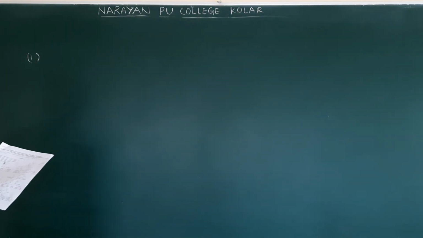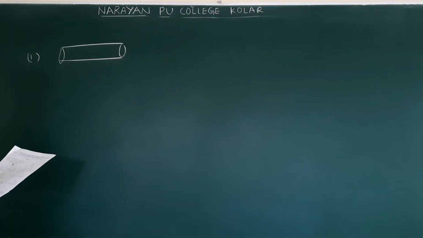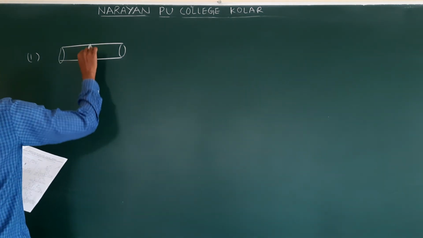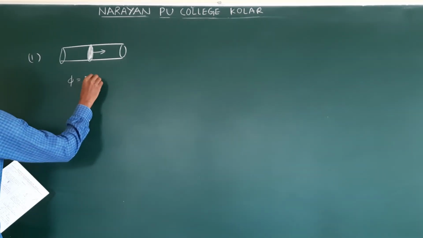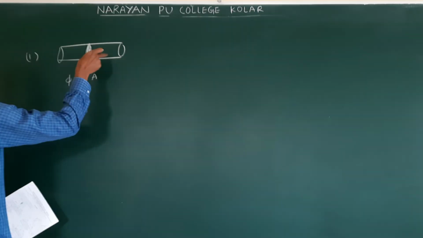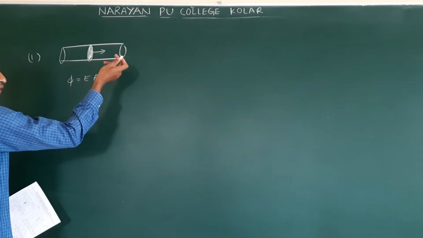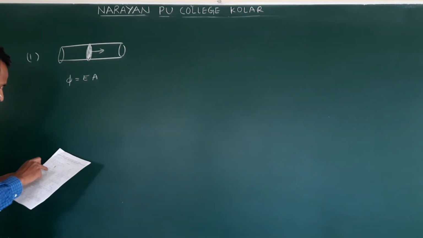Current I flows through a cylindrical rod of uniform cross-section area A and resistivity rho. The electric flux through the shaded cross section of the rod as shown in the figure. Here we are given the shaded area, through this they are asking flux. What is the flux formula? Flux is equal to E into A. Of course, area and electric field direction are the same, the angle between them is 0, so cos 0 is 1.